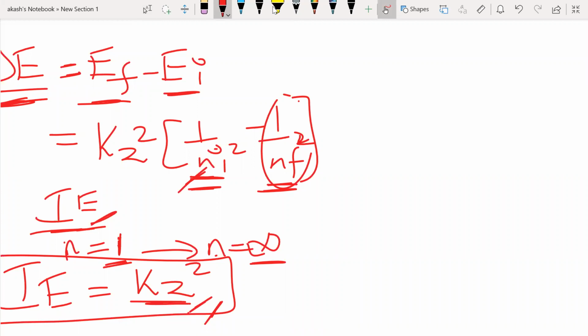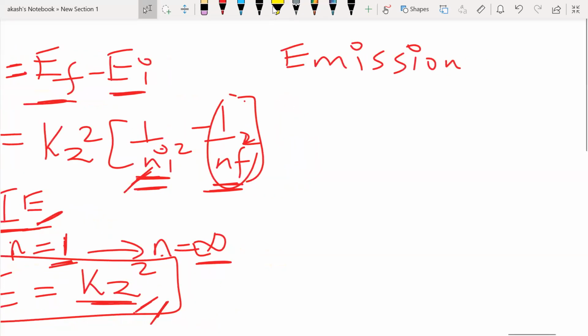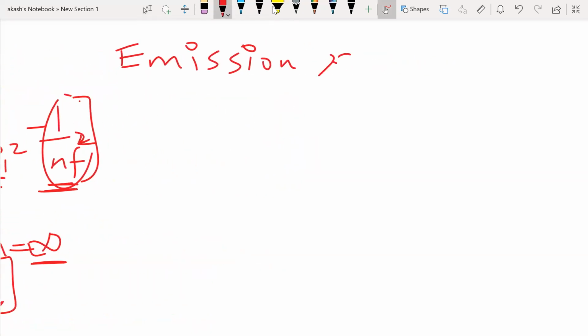So the next thing you have to understand is we have to look at the emission spectrum of hydrogen. Actually, that's about Bohr's theory. But there is a little continuation of Bohr's theory, which other scientists continued with this work, right? So we are going to see the emission spectrum of hydrogen.